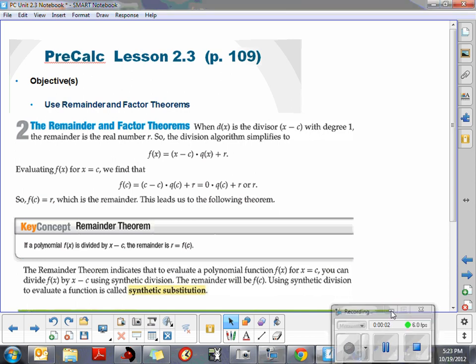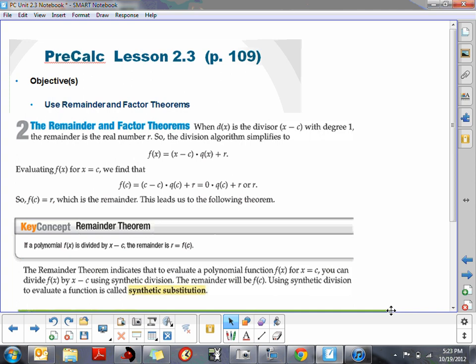The next two video clips that we're going to look at pertain to the last objective, and that is to use the remainder and factor theorems. The first set here that we're going to look at is the remainder theorem. The remainder theorem is kind of mathy here, but it's very simple to use.